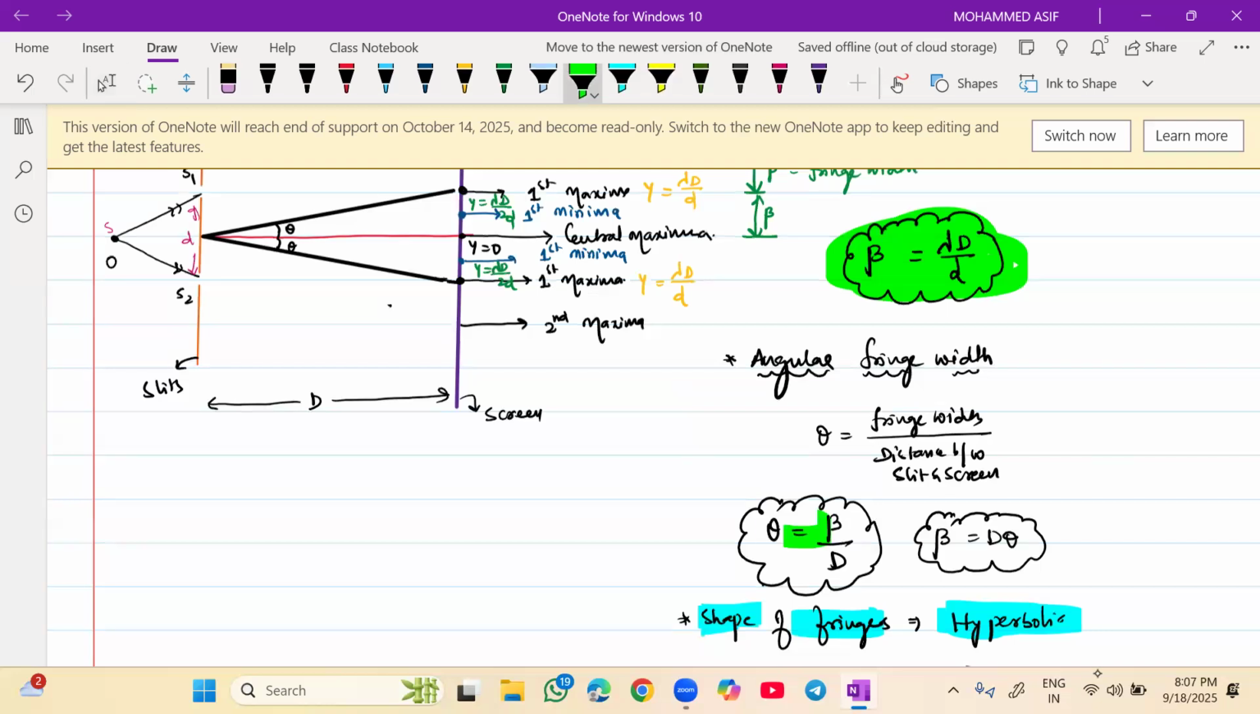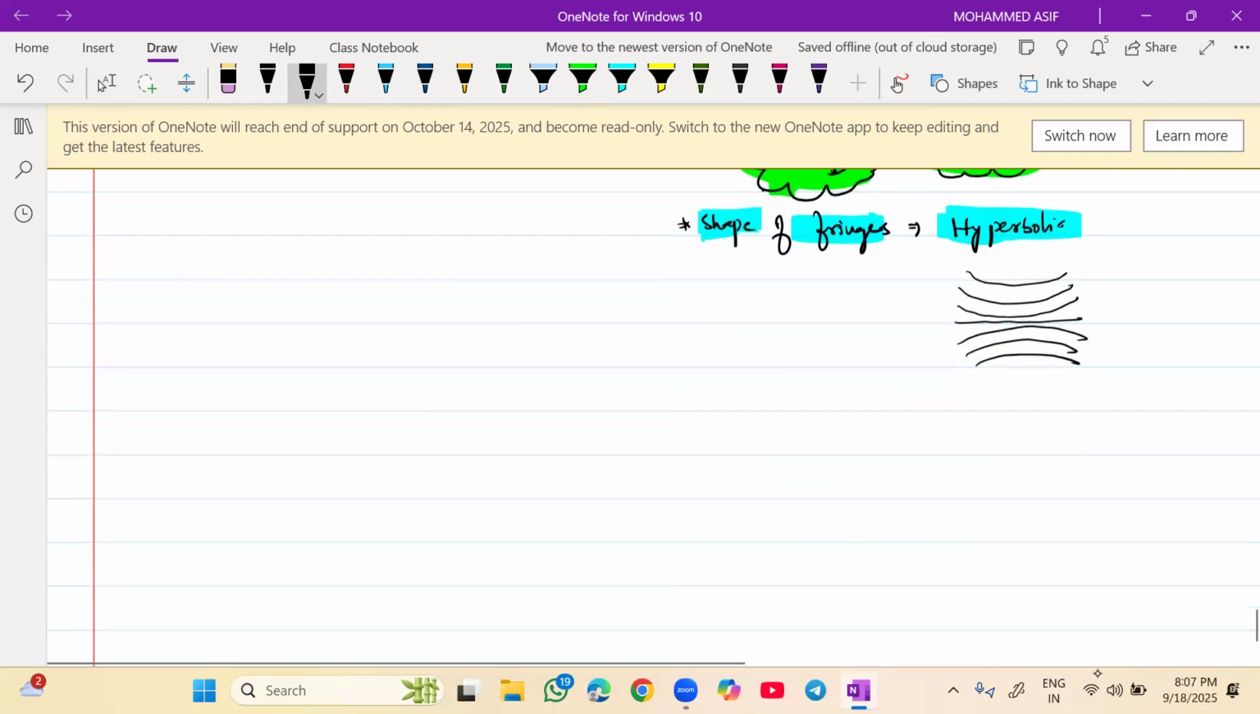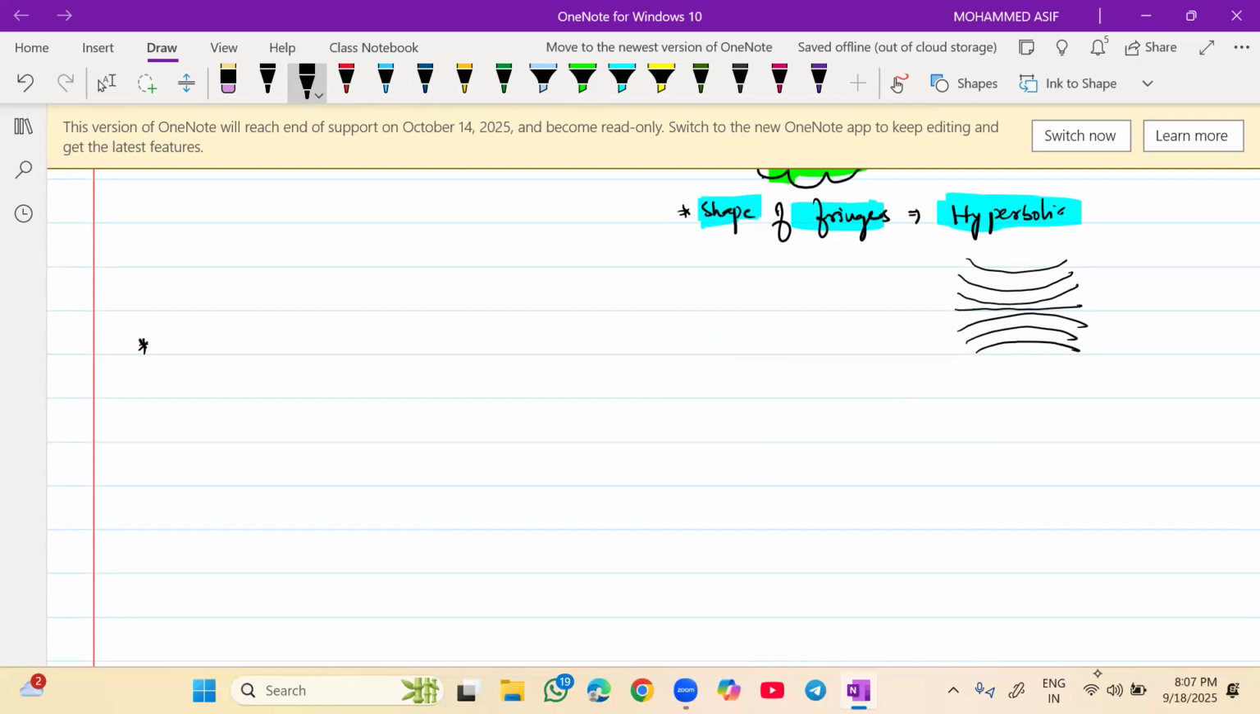Okay, so angular fringe width का फॉर्मूला क्या है? Theta is equal to beta divided by capital D, or beta is equal to lambda D divided by d. This formula is applicable when YDSE is in air. If YDSE is immersed in water, then what will be the condition? Here it is very important.